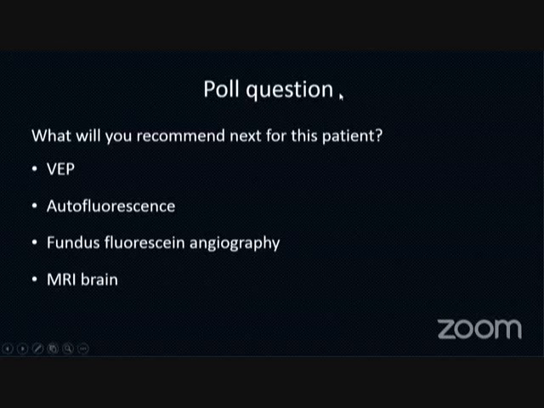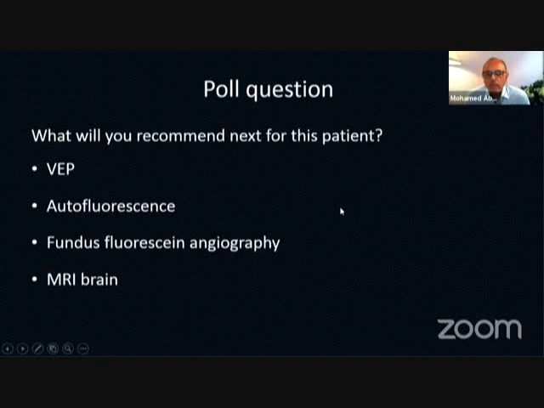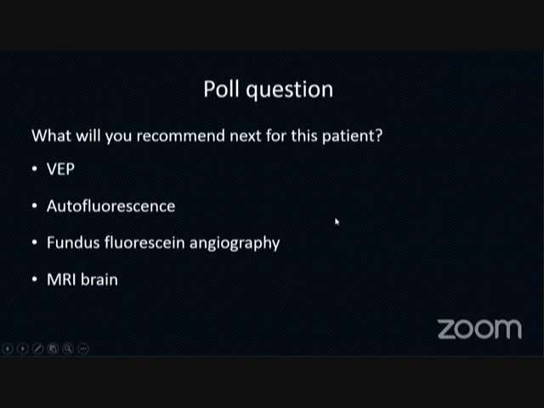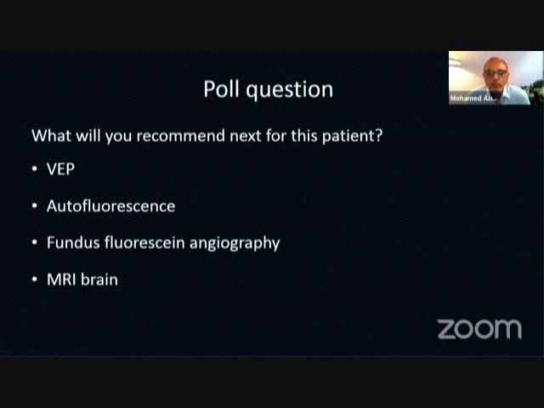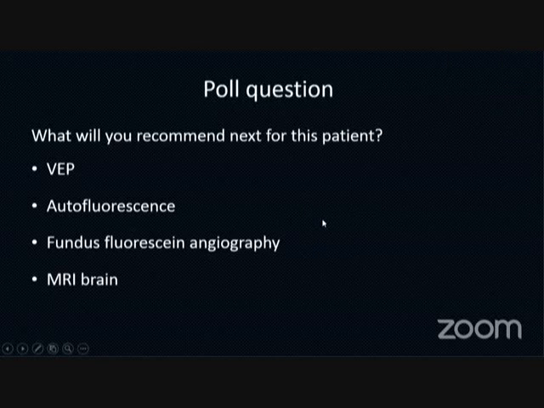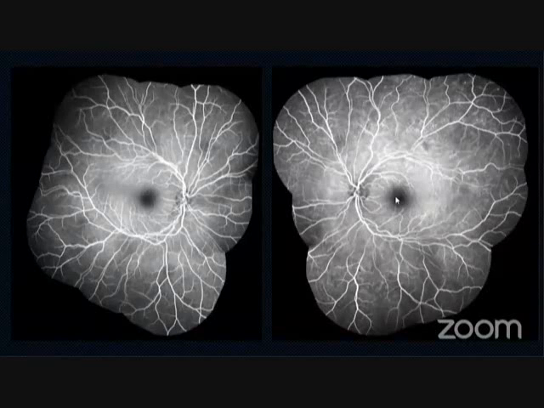Okay. Is it working? It's 64% fluorescein angiography, 14% autofluorescence, 21% brain MRI. No one asked for VEP. Okay, so this patient had a fluorescein angiography. Nice, thank you.